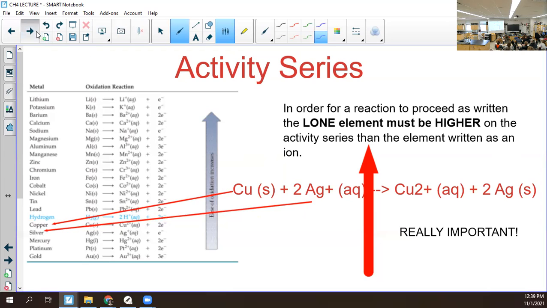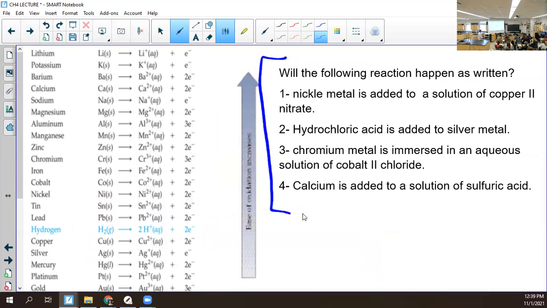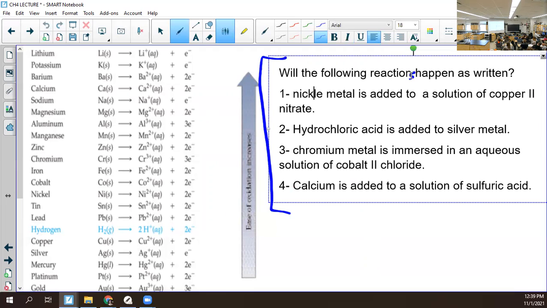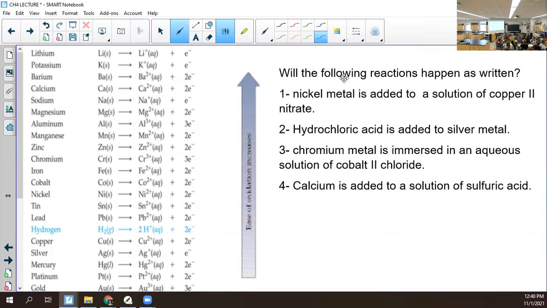Okay. So let me see if I have, here we go. Perfect. Short discussion. Will the following reactions happen as written? Sorry, there's no S right there. So look at the activity series as written. See if you think they will happen. Any other issues? For hydrochloric acid, that means H, the hydrogen.